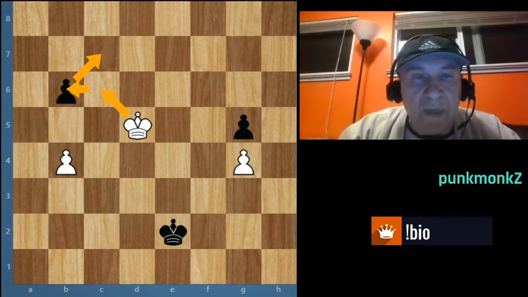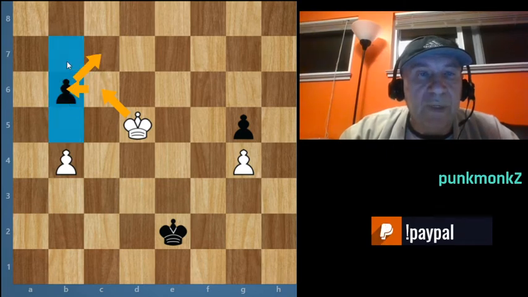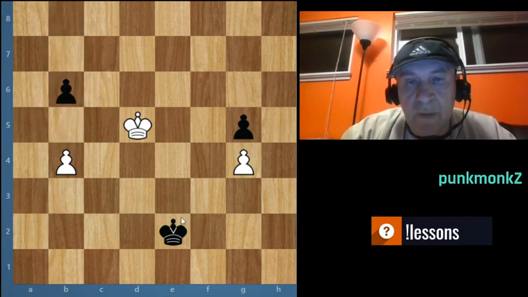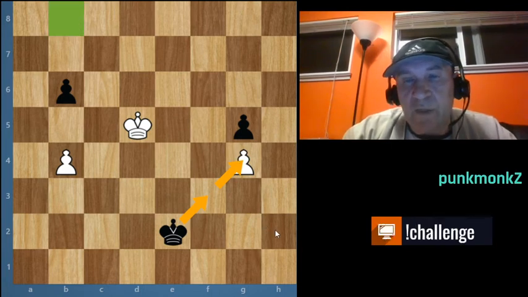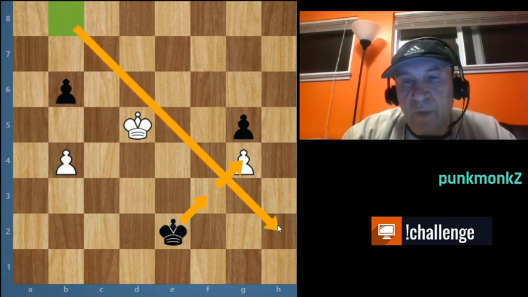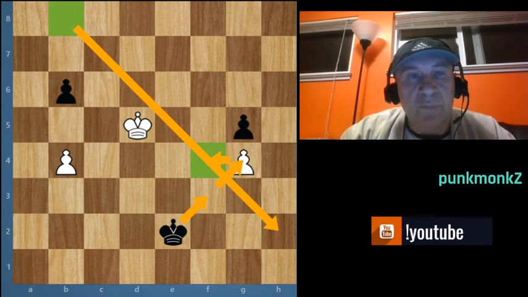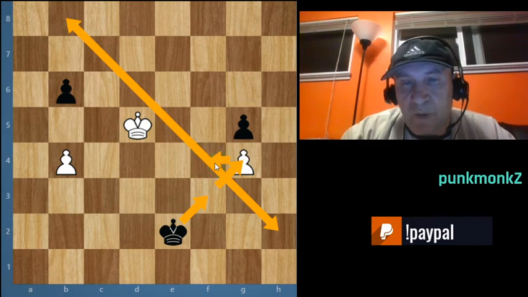Let me count this again. Let's start again. So 1, 2, 3, 4, 5, 6, and 7. Now let's count for black. 1, 2. Now he'll be promoting here, right? So when I clear the way for the pawn, black should not step on a square where the enemy promotes to clear the way for the pawn. That's a mistake.